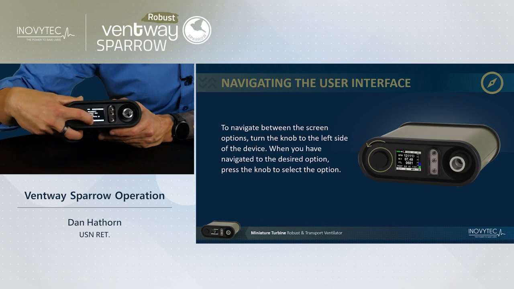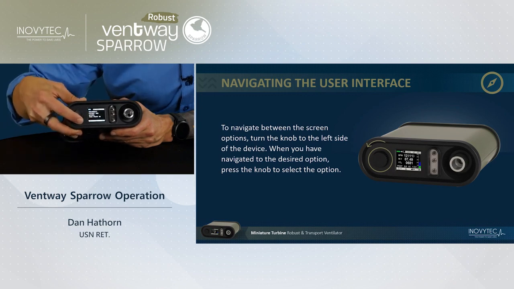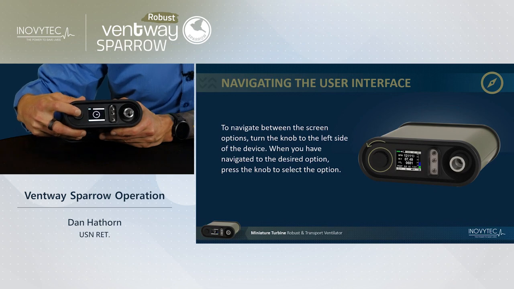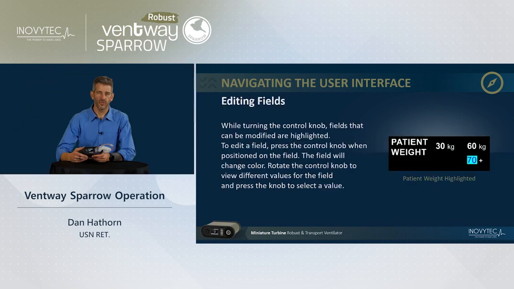and you can see the highlighted action at the bottom of the screen, and then you'll press the button to select your option. While turning the control knob, fields that can be modified are highlighted. To edit a field, press the control knob when positioned on that field. The field will change color. Rotate the control knob to view different values for the field, and then press the knob to select that value.